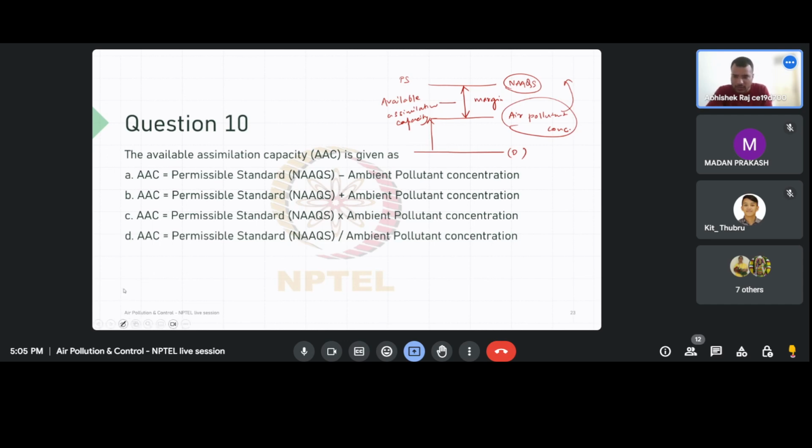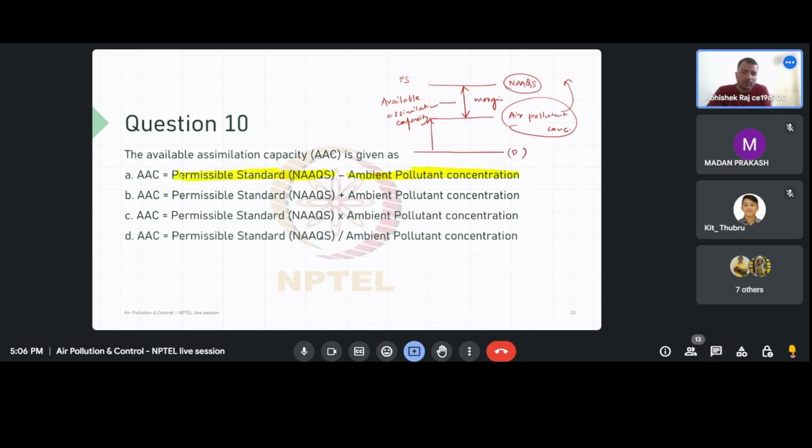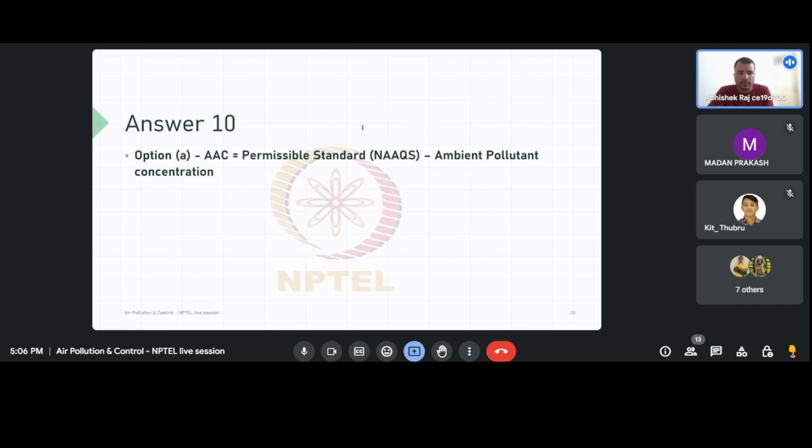I think everyone answered this correctly. This is the permissible standard, and we simply subtract the ambient pollutant concentration. This value should always be positive; that is, we should always have some margin left. If this value is negative, it's a sign of danger, and we have to take action accordingly. So available assimilative capacity is the difference of permissible standard and ambient pollutant concentration. I think this should be clear. Option A is the correct answer.